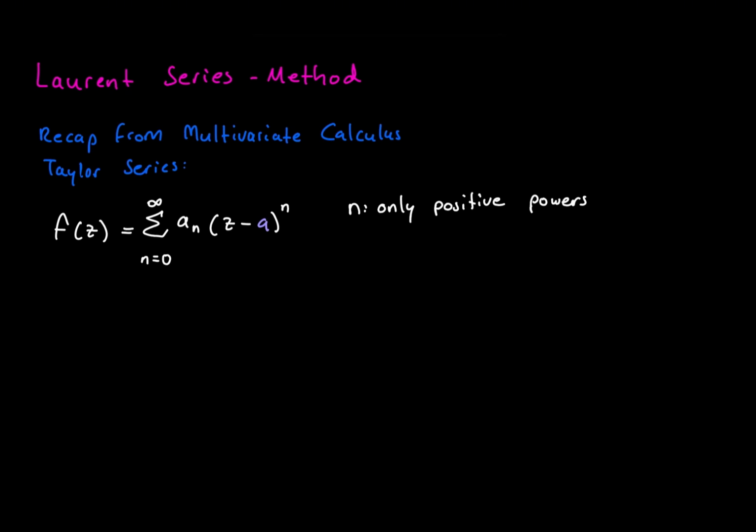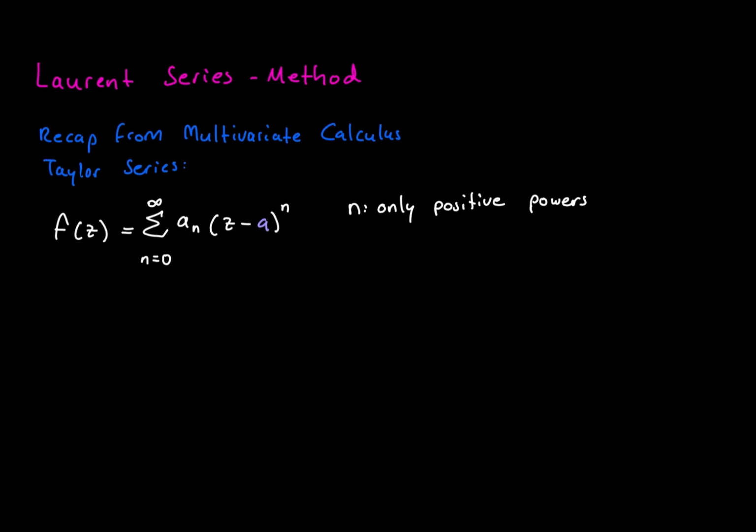A Taylor series writes a function using powers of z minus a. So if we expand around a point a, everything is written in terms of z minus a. For example, (z minus a) squared, (z minus a) cubed, and so on. Taylor series only use non-negative powers.